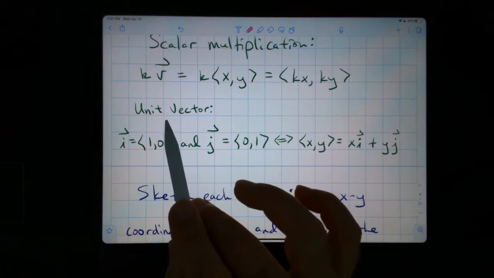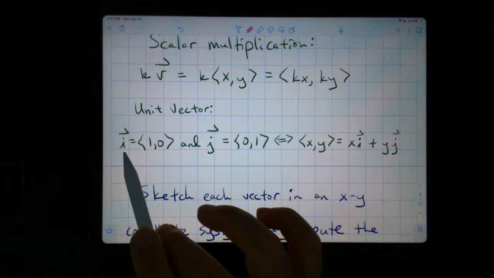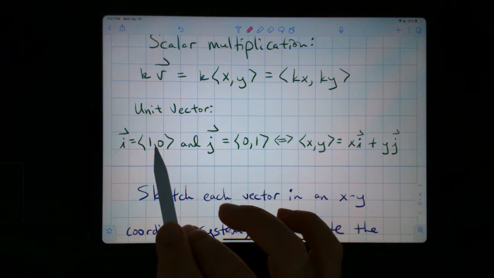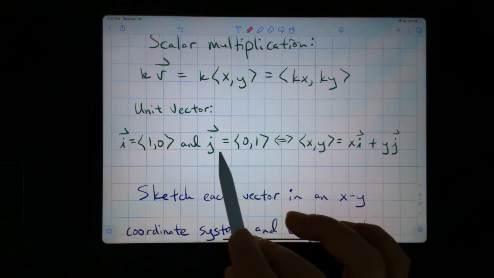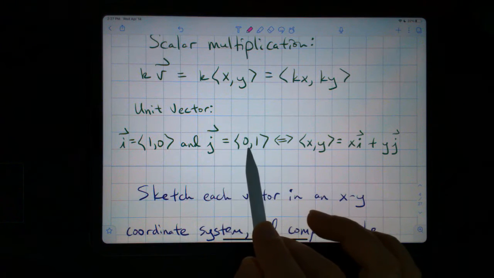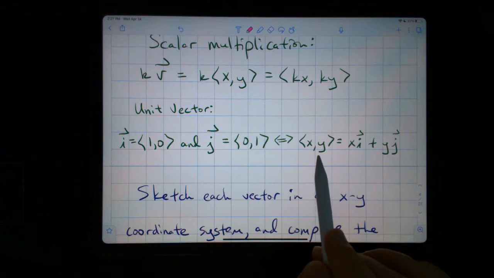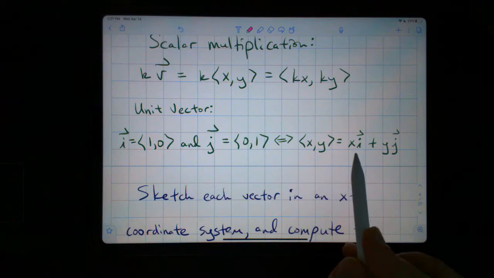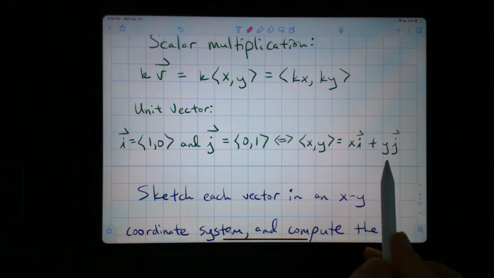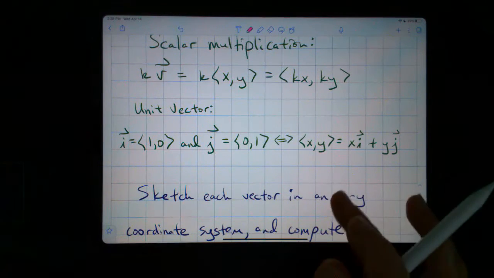The unit vector has length 1, so you have the i vector. This is equal to ⟨1, 0⟩, and the j vector is equal to ⟨0, 1⟩. This is if and only if ⟨x, y⟩ is equal to x times the i vector plus y times the j vector.